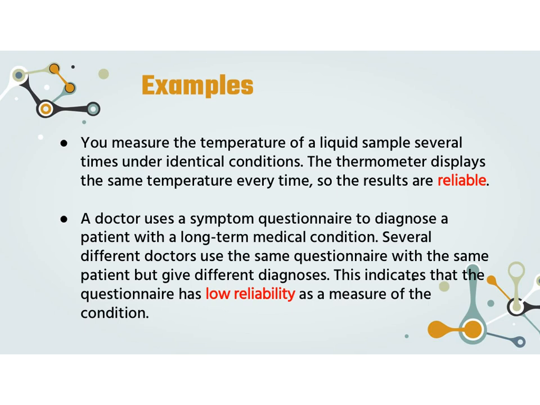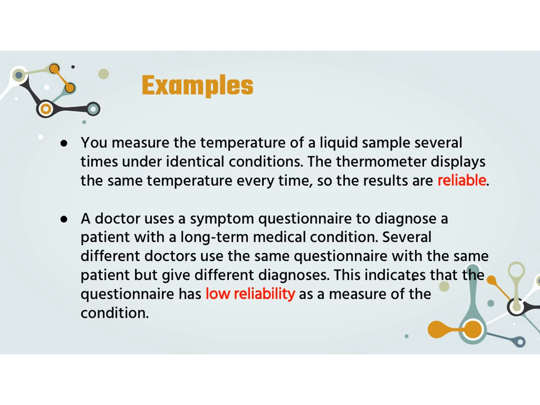Suppose that you measure the temperature of a liquid sample several times under identical conditions. The thermometer displays the same temperature every time. So we are repeating the experiment and we are recording the same results every time. This means that the results are reliable. So simple. Now, let's move to the other example.